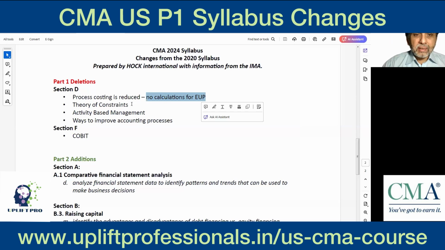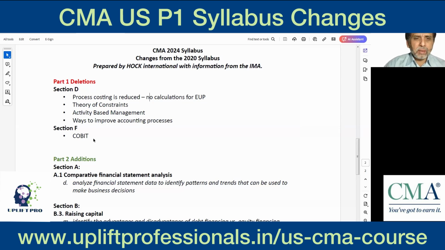Theory of constraints was a lot of stories, a modern way of looking at production. It was interesting, but probably it was not practical, so that is why they have removed it. Activity-based management was an offshoot from activity-based costing, so they have removed that. It was a very small topic anyway. Ways to improve the accounting process, I didn't even know that existed. Anyway, that has been removed because probably each firm would follow it in a different way.